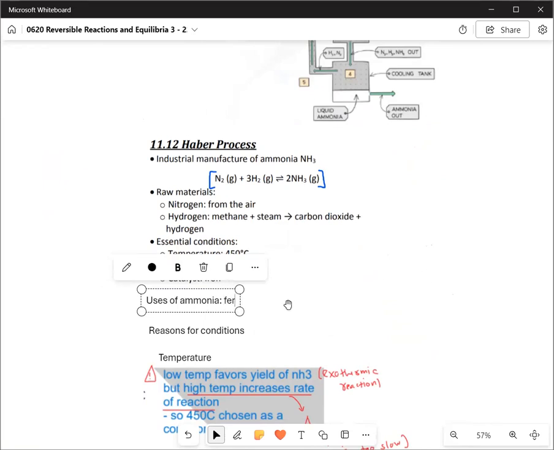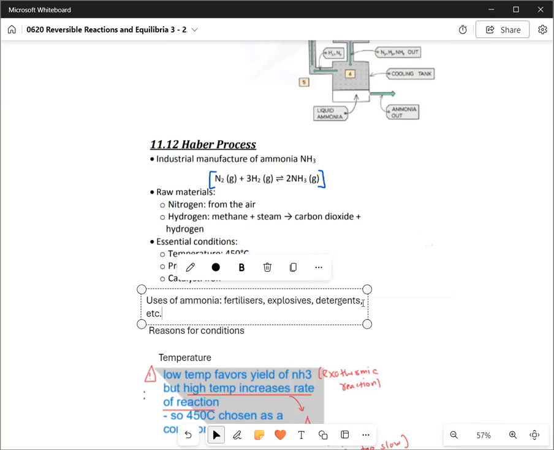Uses are fertilizers, then explosives, then detergents. I think it should be enough, detergents, etc. Fine? Yeah. Let's just say pesticides and dyes. Dyes is more important. Dyes, textiles. I can give you infinite examples actually. This much should be enough. Let's just say pesticides as well.